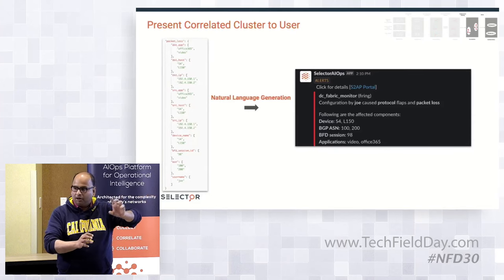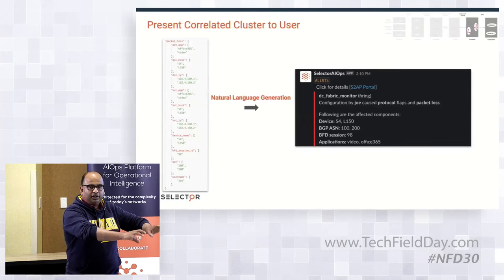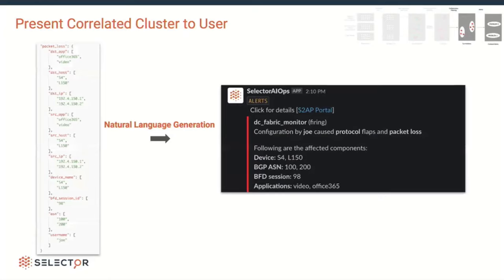This is the reverse part of the problem. The machine has produced this correlation, and for this machine to give it back to the human, you need a separate piece of technology. It's called natural language generation. So the last part of our stack takes this and converts it into an English sentence. Right? Nowhere here, configuration by Joe, cause. If you look at that piece of message, that information is embedded in this JSON object. But we've not presented along those lines.